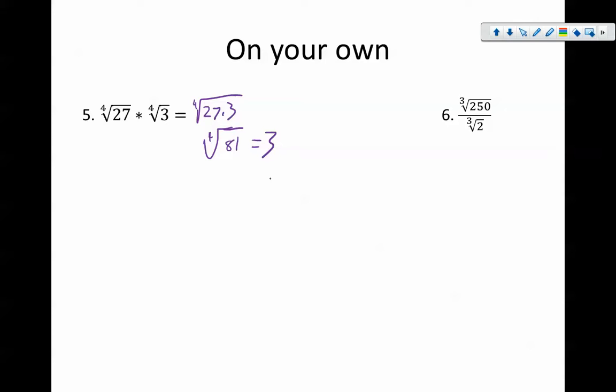That would be 3. For number 6, we've got the cube root of 250 divided by the cube root of 2. This is going to be the cube root of 250 divided by 2, which is the cube root of 125. And what number times itself 3 times is equal to 125? That would be 5.